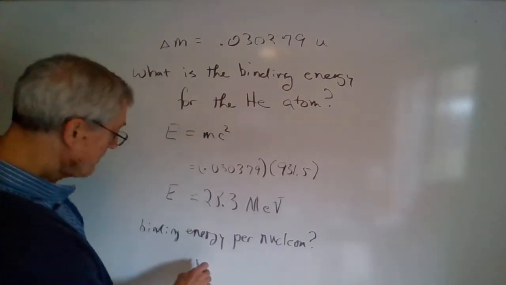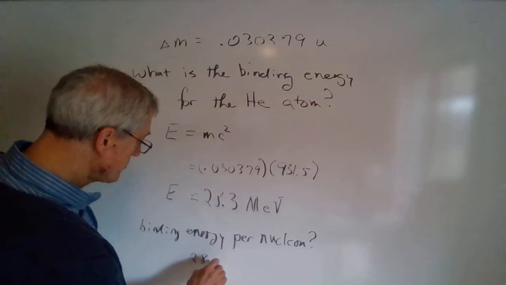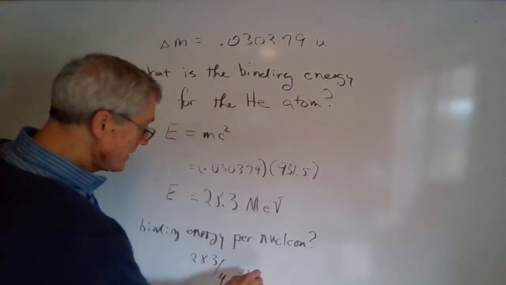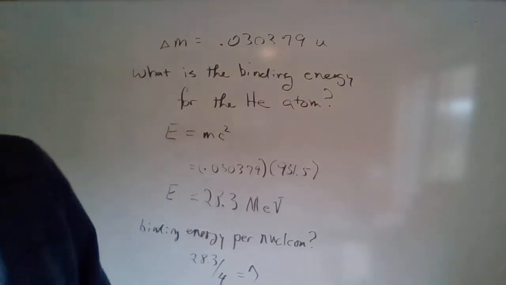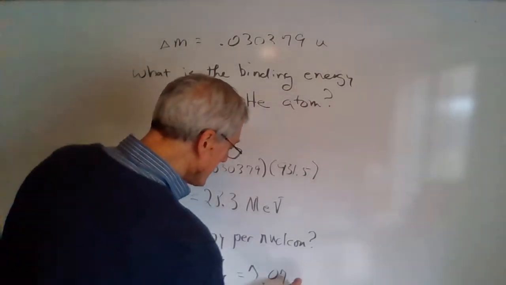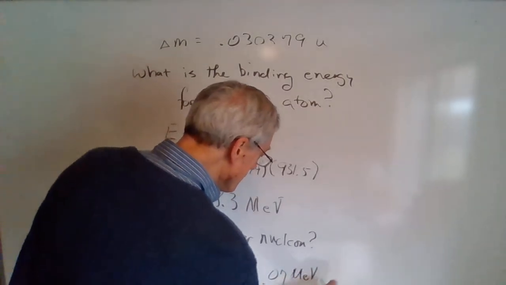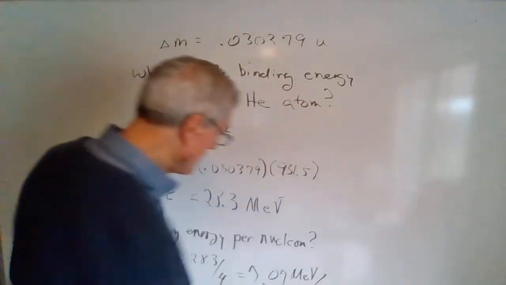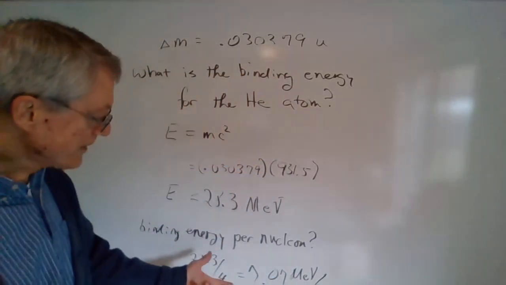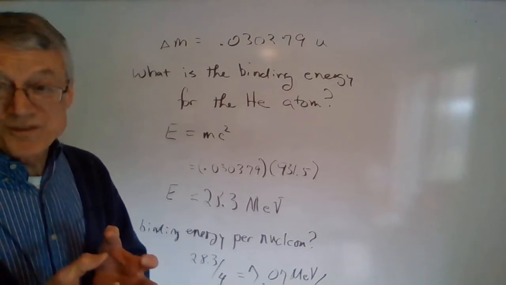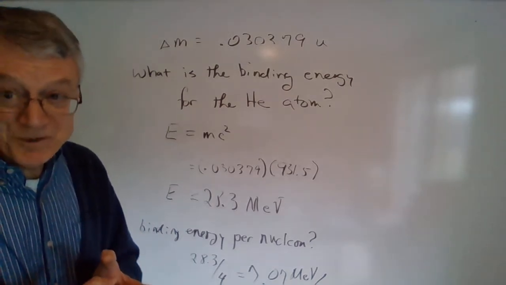So if that's the question, you would simply take your 28.3 and divide it by 4 nucleons, and you get something like 7.07 mega electron volts per nucleon. So that's the amount of energy per nucleon it took to pull those 4 particles together to form a helium nucleus.